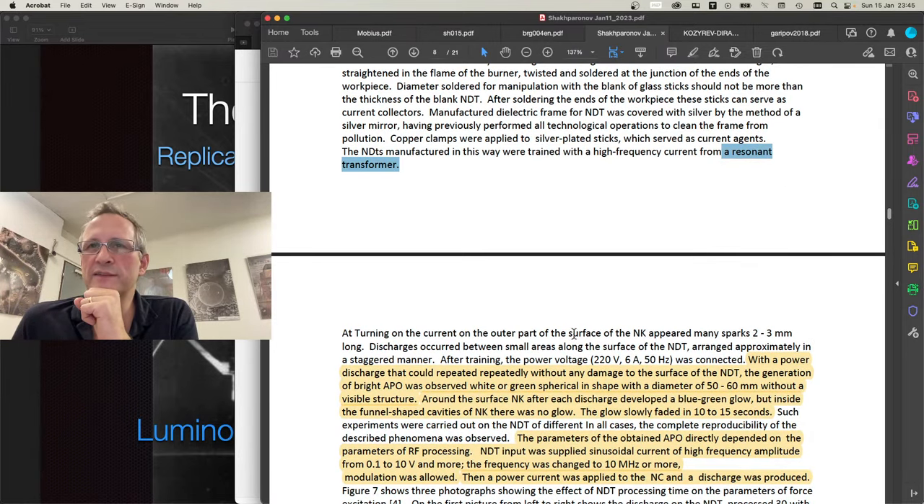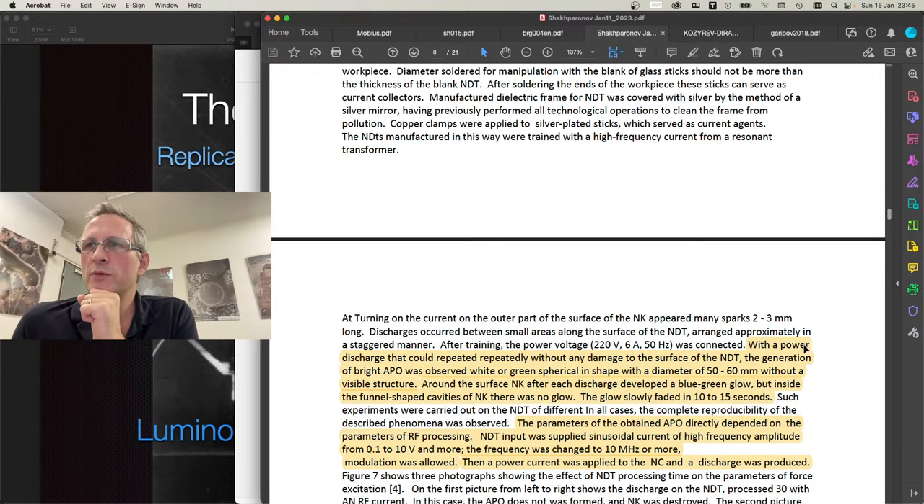On turning on the current, on the outer surface of the Möbius strip many sparks appeared, 2 to 3 millimeters long. Discharges occurred between small areas along the surface of the Möbius strip, arranged approximately in a staggered manner. Okay, so this may be regular spacing. After training, the power voltage of 220 volts, 6 amps, 50 hertz was connected. With a power discharge that could be repeated without any damage to the surface of the Möbius strip, the generation of bright exotic vacuum objects was observed, white or green and spherical in shape, with a diameter of 50 to 60 millimeters.